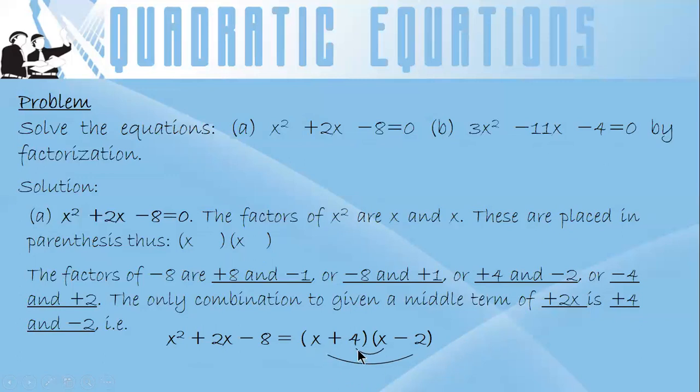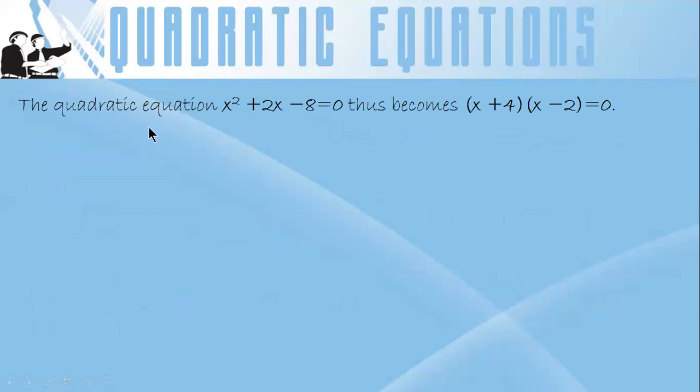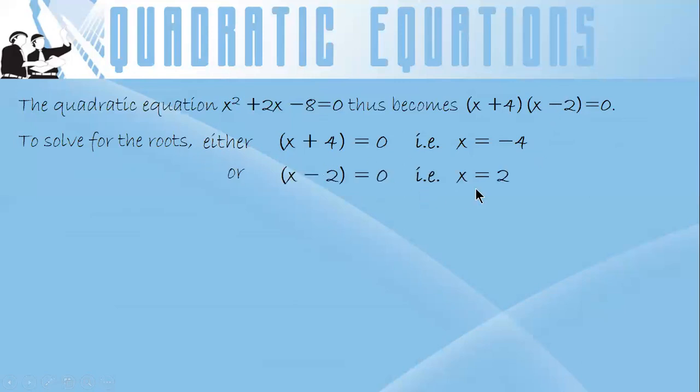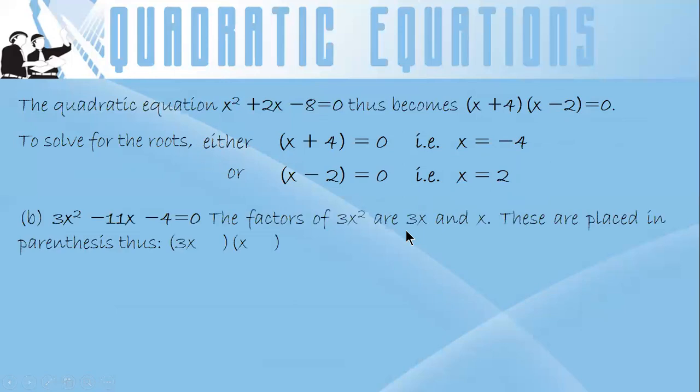Ayaw na, multiply. So the quadratic equation thus becomes this one. If the product of two quantities is 0, then one of them is 0, and you can solve for x there. So to solve for the roots, either that factor is 0, that is x equals negative 4, or x minus 2, not x equals. So these are the roots of the first equation.